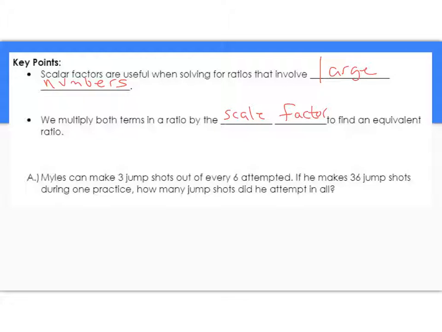Alright, let's highlight some important pieces of this. He can make 3 jump shots out of every 6 attempted. So that's my original ratio right there. And then I have a target that I'm trying to reach and figure out what the scale factor is. And that target is 36 jump shots. Now, I'm also trying to match units. So I have jump shots as one unit and jump shots as the other unit. So I need to be able to set up my ratio to reflect that.